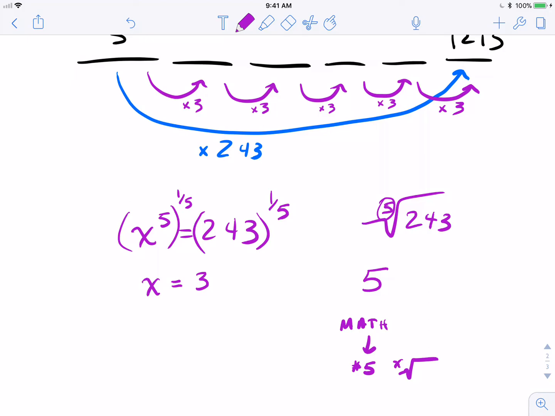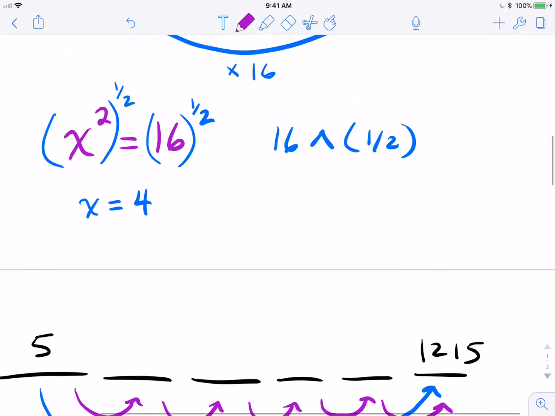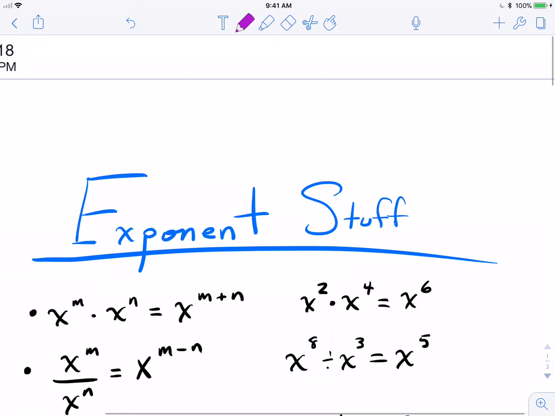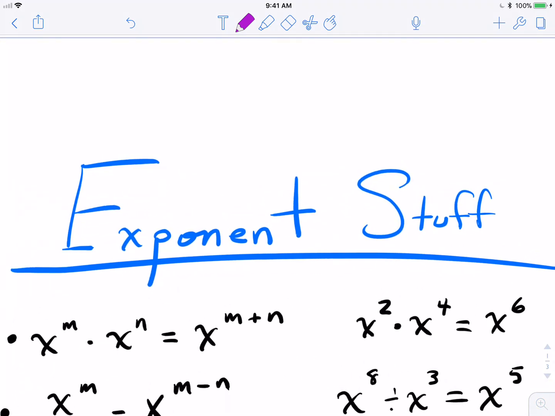So this was supposed to be a quick summary on exponents, but a little bit of a further connection into geometric sequences and actually using exponent rules. So this has been exponent stuff and more. Hopefully you found this beneficial.